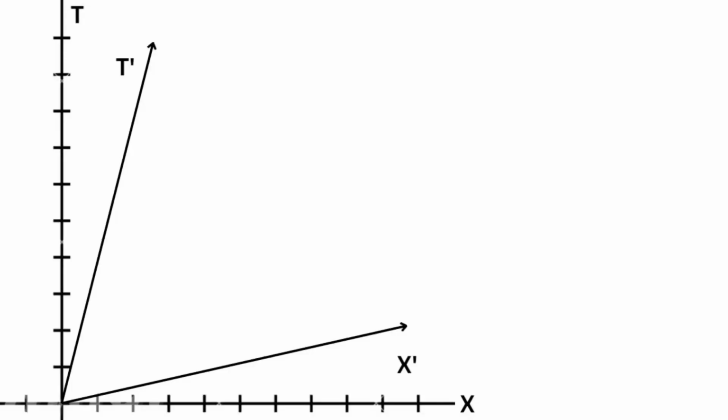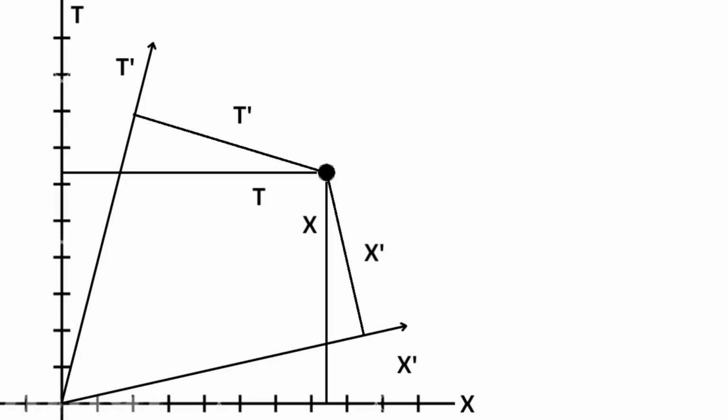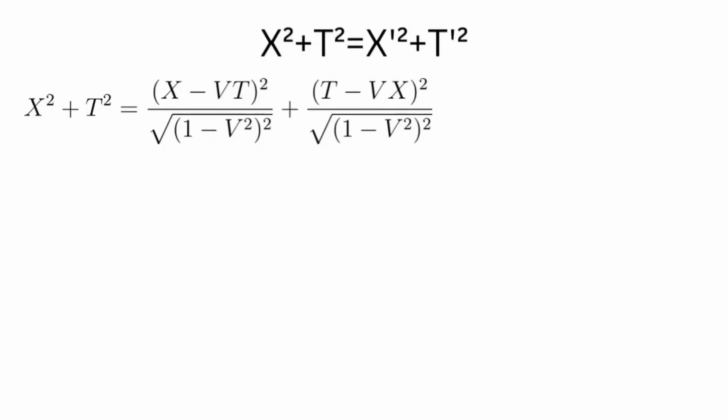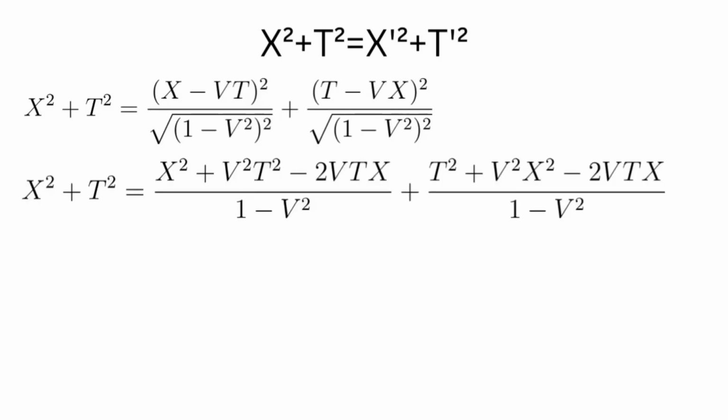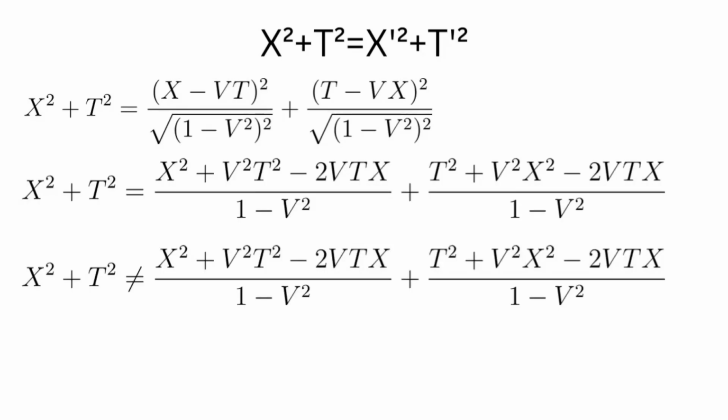So far we have seen distance and time is not invariant in different reference frames. One thing common to reference frame is origin, so let us see if distance from origin is the same. If distance from origin of any point for both reference frame is same, then x square plus t square must be equal to x prime square plus t prime square. Let us substitute values of x prime and t prime from Lorentz transformations. We get that x square plus t square is clearly not equal to x prime square plus t prime square.